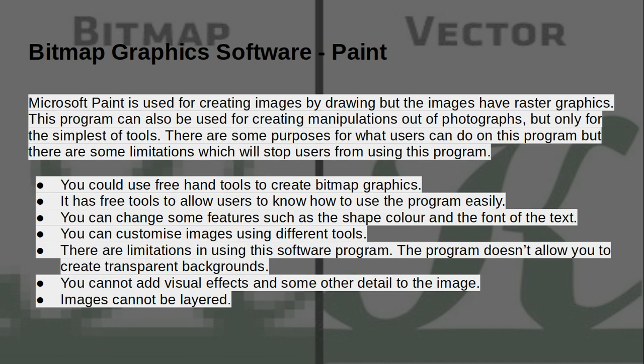So, bitmap graphics software: Paint. Microsoft Paint is used for creating images by drawing, but the images are raster graphics. This program can also be used for creating manipulations out of photographs, but only with the simplest of tools. There are some purposes of what users can do on this program, but there are some limitations which stop users from using it.